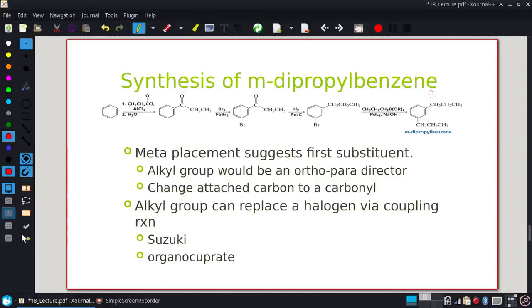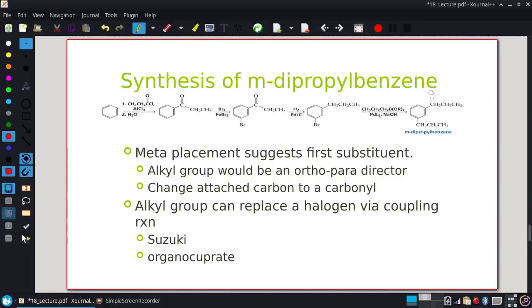Alright, now that's deactivated, so I can't do another Friedel-Crafts. But I could do bromination. I know that doesn't seem like a very good idea because bromine is not an R group. But what I was going to suggest is after we do this, we could just do an organoborate, replace bromine, do a Suzuki, or we could actually have done a Gilman. We can replace that bromine with an R group of our choosing from any of our coupling reactions from, I think it's chapter 10.